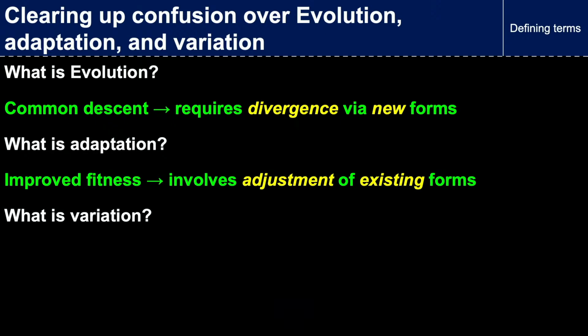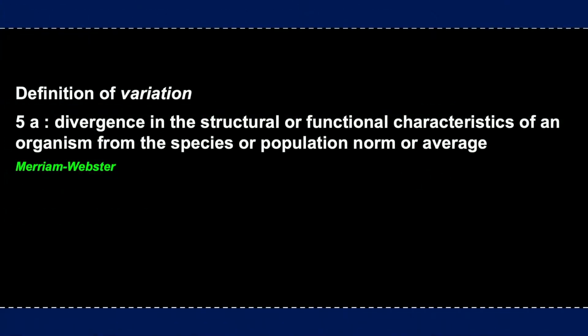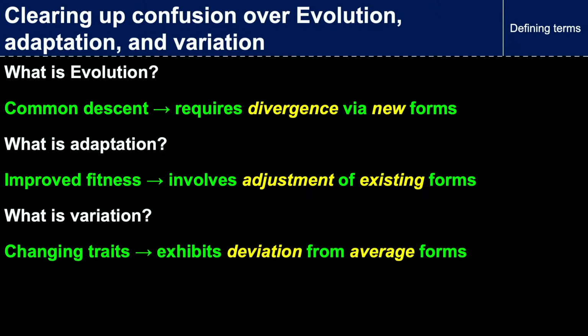What is variation? Again, I'm going to go to the Merriam-Webster dictionary here. Variation is divergence in the structural or functional characteristics of an organism from the species or population norm or average. So basically, it is a deviation from the norm. Variation means an organism has a trait that goes off one way or the other from what the population is doing in general. So it's basically changing traits, a deviation from the average.